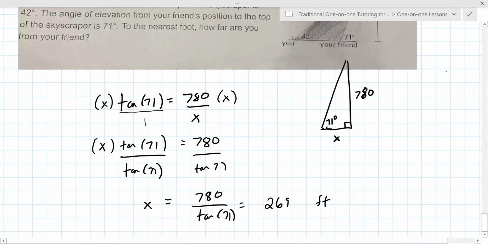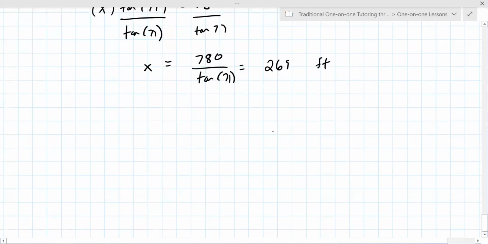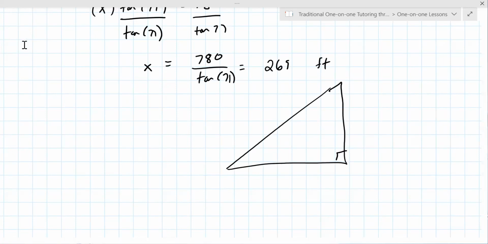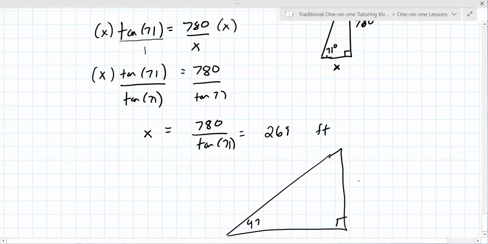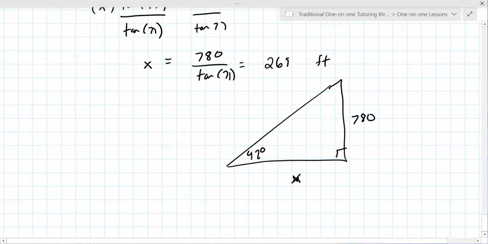Now, the second part of this problem is that you've got another angle this time. This time the angle is 42, and this is 780. So you again have to find x. So just like the last problem, it's the tangent of 42 equals 780 over x.